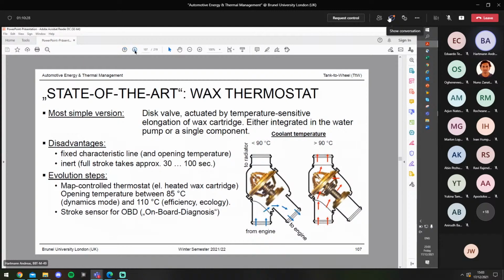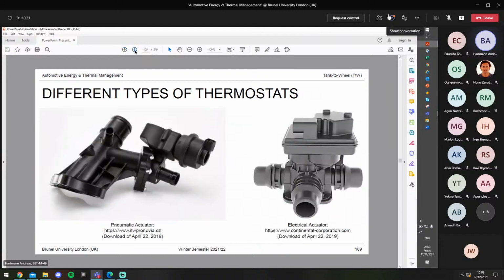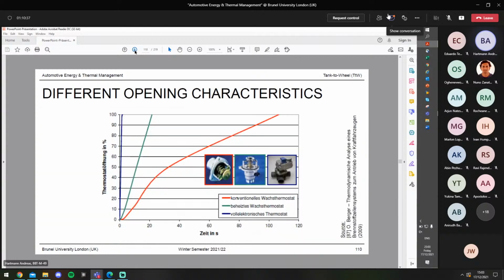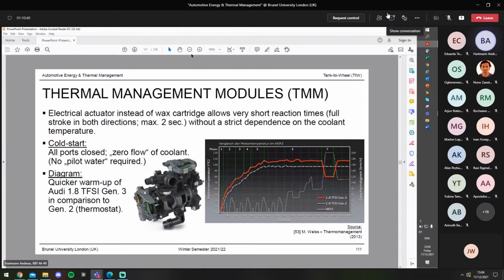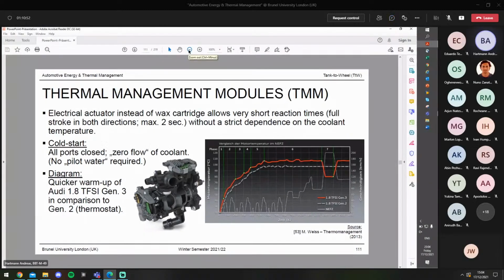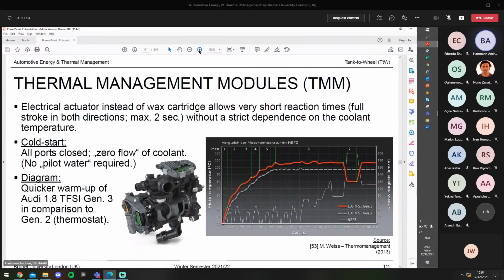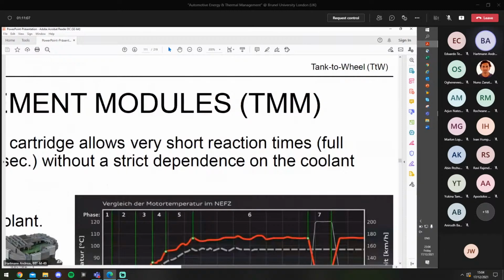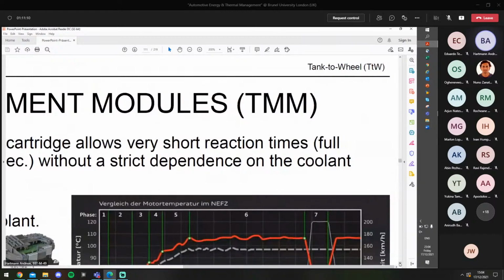So this is the main advantage of such a thermostat, that you can run on high temperatures during normal operation and anyway be able to cool down quickly. Another option is to replace the wax thermostat by an electrical actuator, which can be even quicker, which can open the valve even more quickly, and also in both directions, which can open and close the coolant flow very, very quickly.